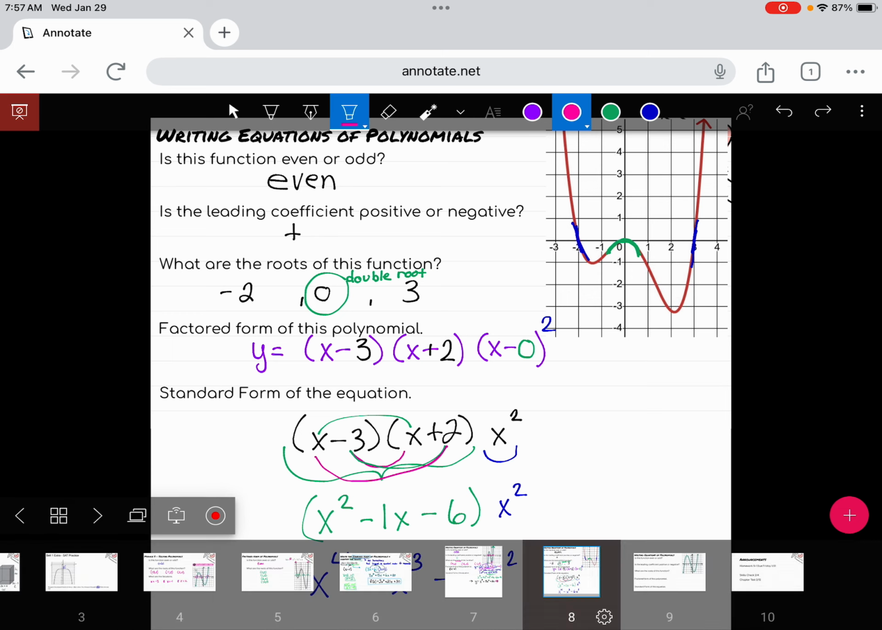Okay, so we're not going to get to that last graph. That's okay. I'm going to pass out the first homework of this chapter.